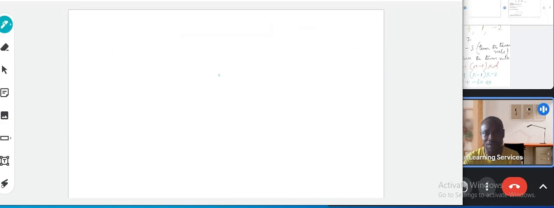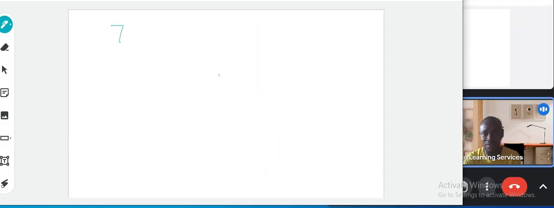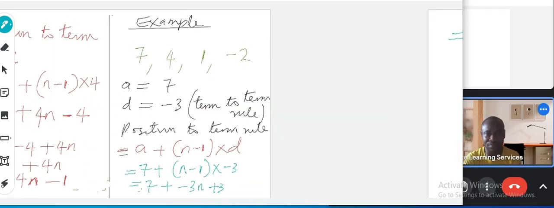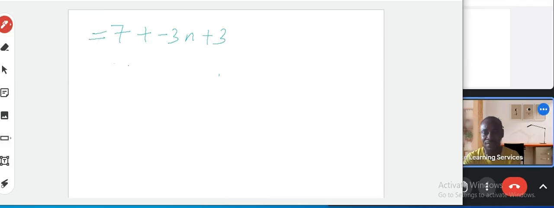So what's that again? 7 plus minus 3n plus 3. Okay, so let's simplify this. I'm on the next page. What does it give us? You collect like terms. You have 7 plus 3, then minus 3n, is it not?